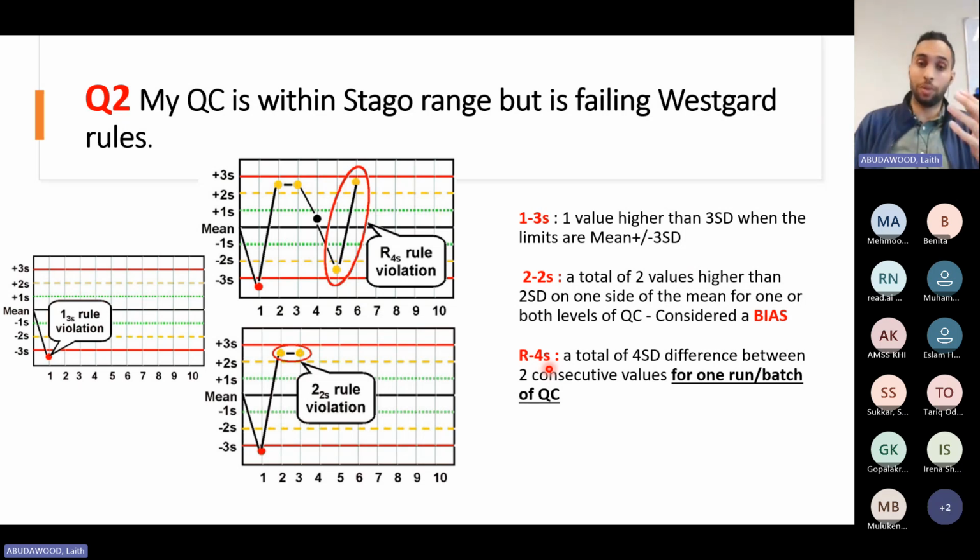So this rule basically tells me that I possibly have a problem with the precision in my analyzer. I need to investigate, okay? So that's how these rules generally work. These are some things that some customers miss sometimes.